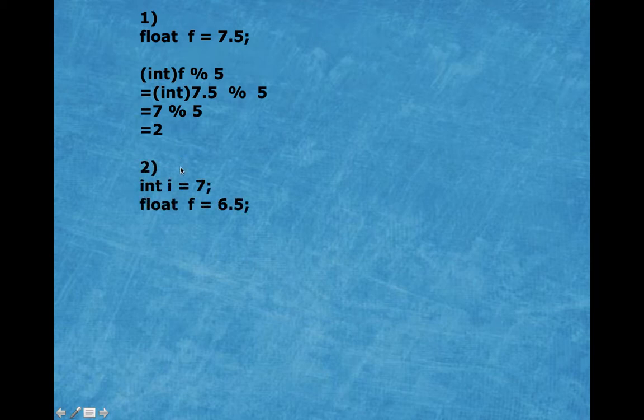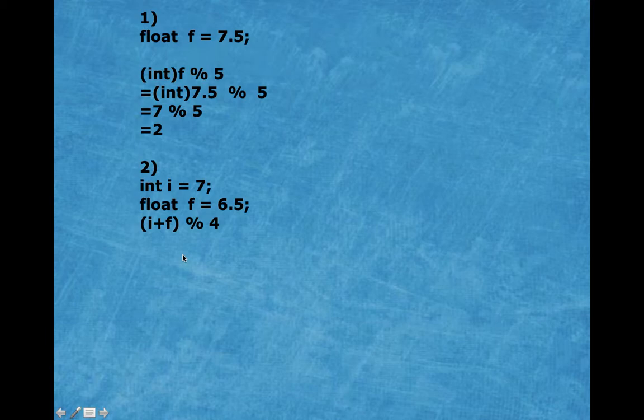Let's take one more example in which int i is equal to 7, float f is equal to 6.5. And let's say I write this. Come on, take a few seconds and tell me what will be the answer. So, you must have realized that this will be invalid. Now, let's understand why it will be invalid. See, if you do i plus f, then i is an integer and f is a float. So i plus f will give you a float, which means that the data type of this parenthesis will be float. So float modulus 4 will again give you an error.